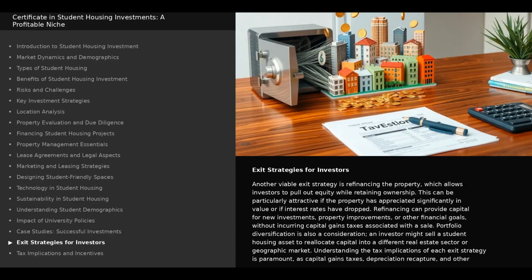Another viable exit strategy is refinancing the property, which allows investors to pull out equity while retaining ownership. This can be particularly attractive if the property has appreciated significantly in value or if interest rates have dropped. Refinancing can provide capital for new investments, property improvements, or other financial goals, without incurring capital gains taxes associated with a sale. Portfolio diversification is also a consideration. An investor might sell a student housing asset to reallocate capital into a different real estate sector or geographic market.